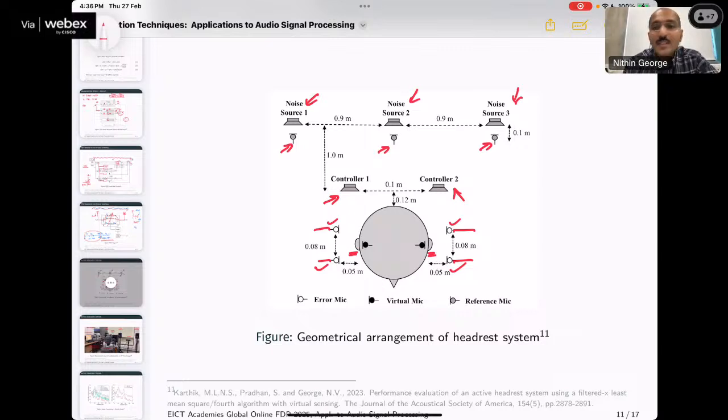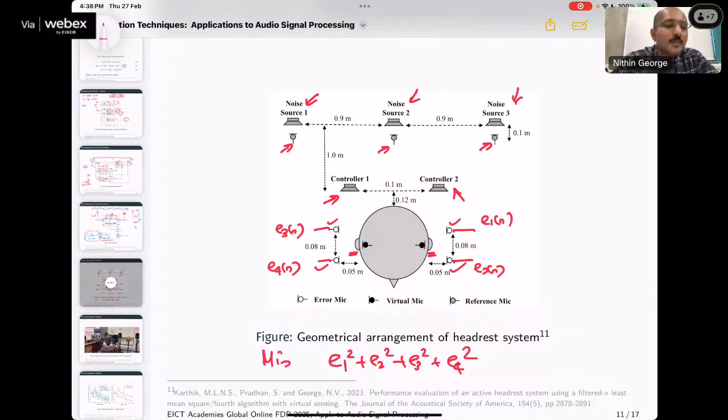So now my objective is what? I have an E1(n) signal, an E2(n) signal, an E3(n) signal, an E4(n) signal. I could tell my algorithm to minimize E1 square plus E2 square plus E3 square plus E4 square. This is now an optimization problem, because I am telling the algorithm to minimize a summation of all the errors. E1 square has to be minimized, E2 square has to be minimized, E3 square has to be minimized, E4 square has to be minimized. All of them have to be minimized.